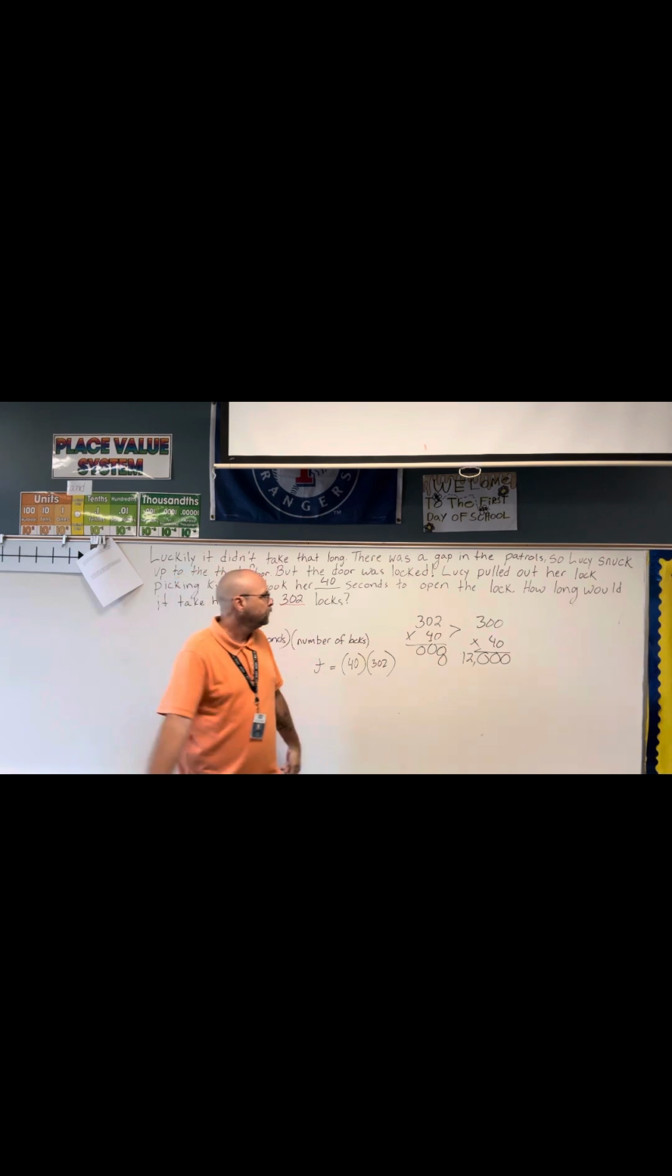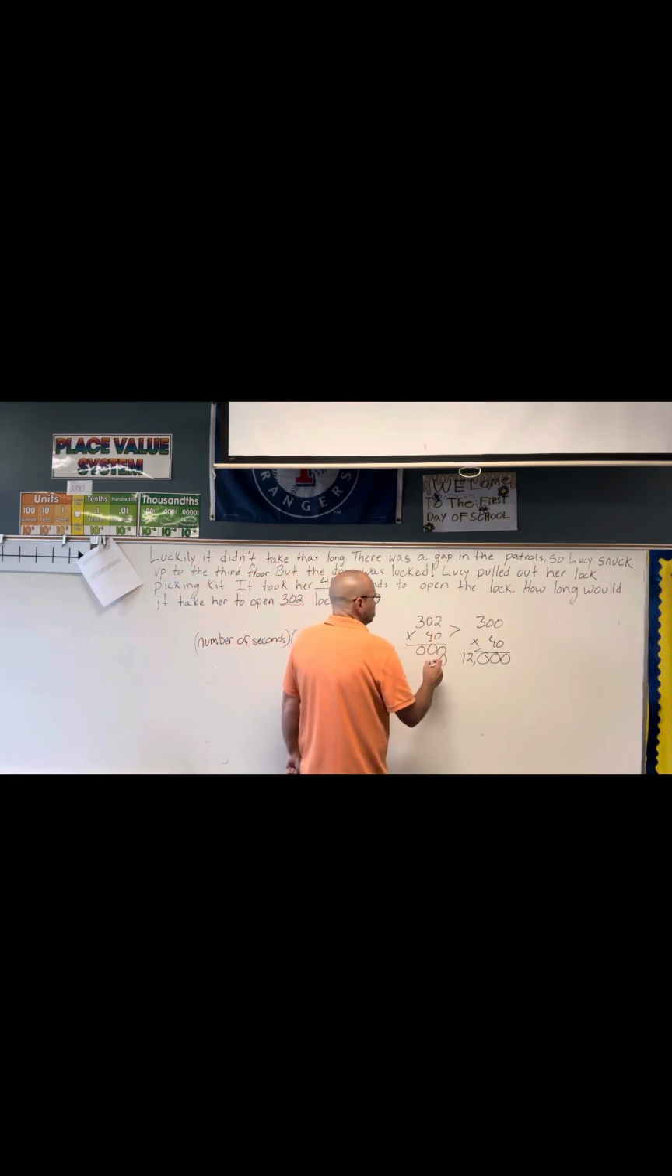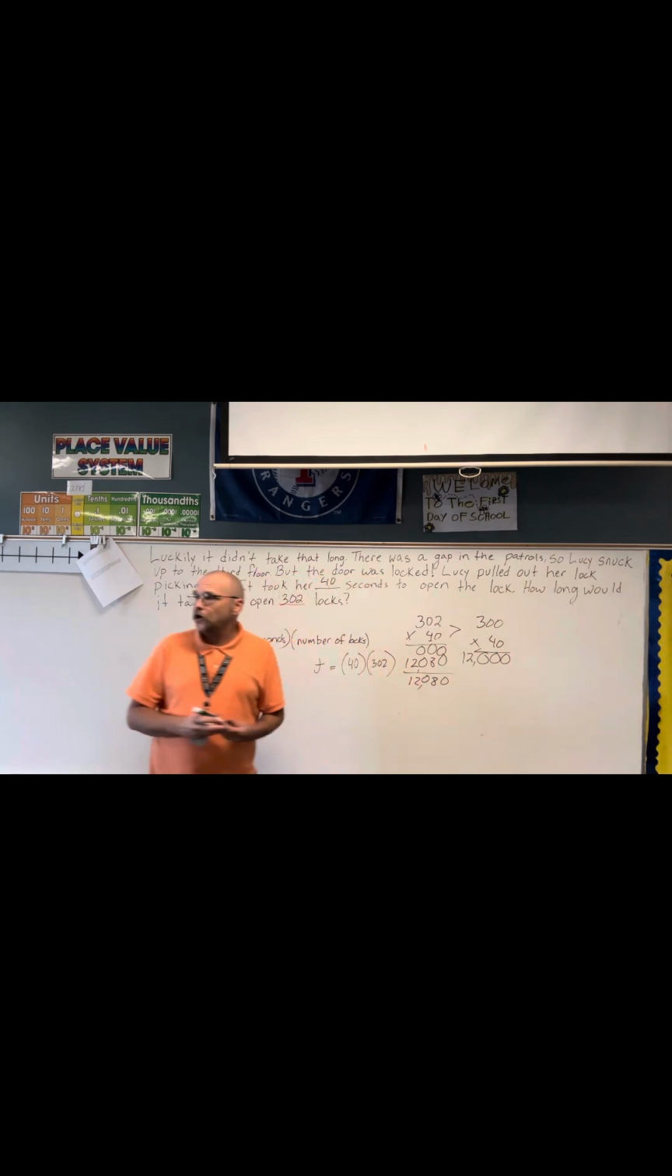So now 4 times 2 is 8. 4 times 0 is 0. 4 times 3 is 12. And so I should get 12,080. Is that anywhere near our estimation?